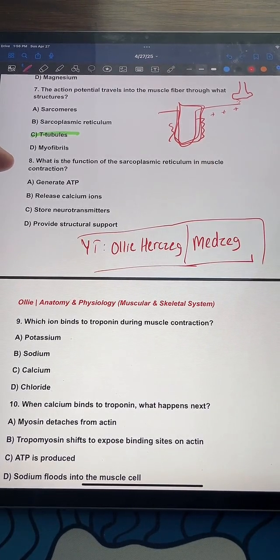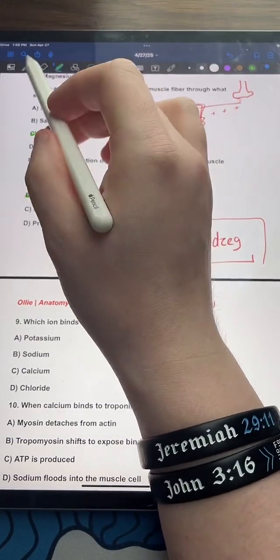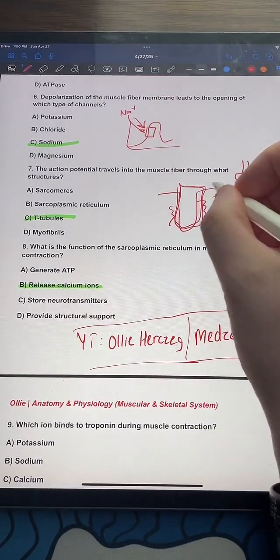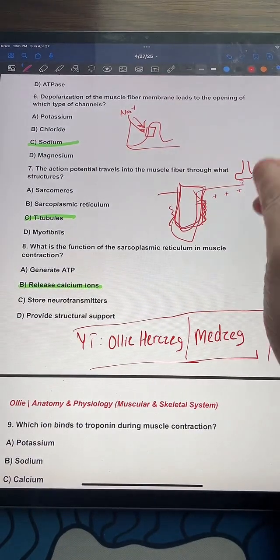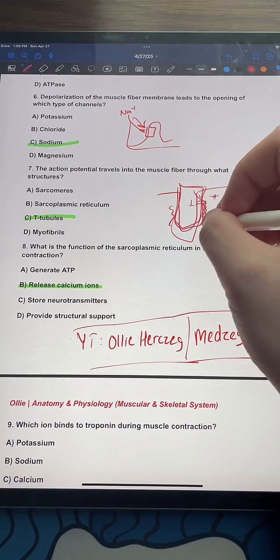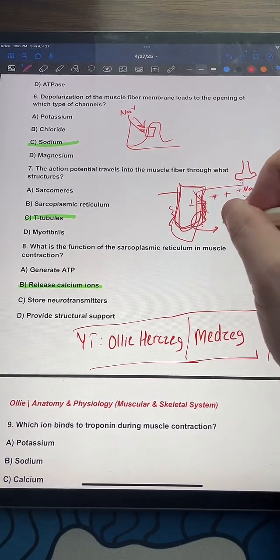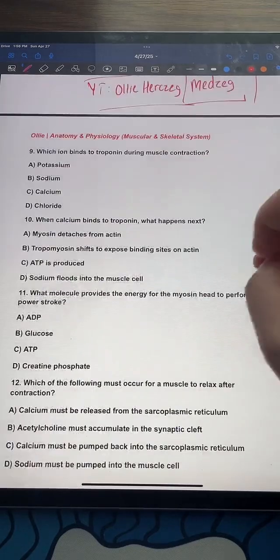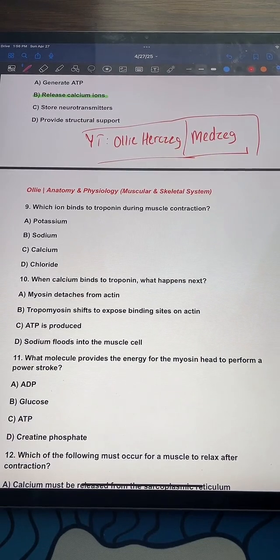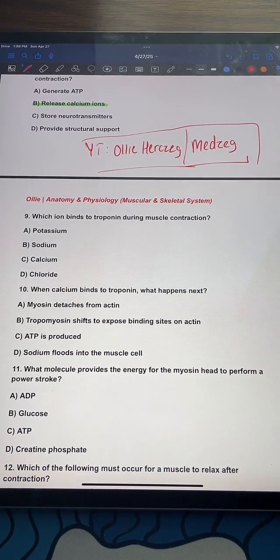Number 8, what is the function of the sarcoplasmic reticulum? The answer is B. It releases the calcium ions. Following along, we are at our T-tubule, where the sarcoplasmic reticulum is. Sodium rushes in, generating the potential. Once it reaches the T-tubule, it travels down to the sarcoplasmic reticulum, so it can release calcium. Number 9, which ion binds to troponin during muscle contraction?